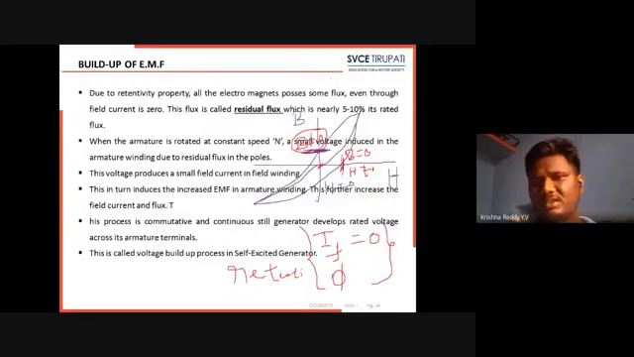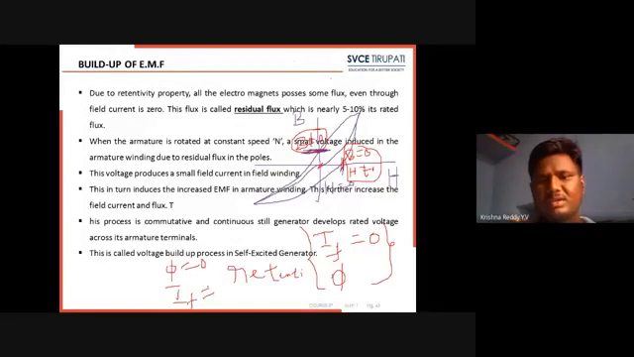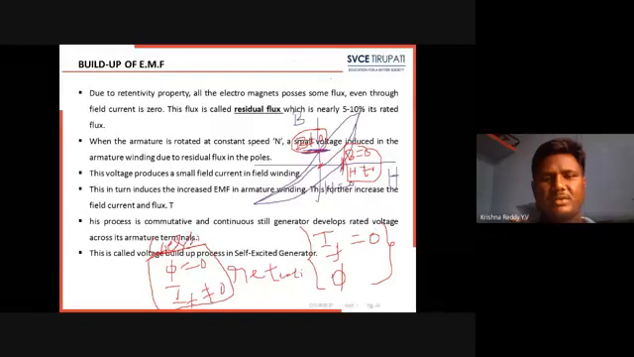Here, if you look at this point, even when the flux is zero, the field current is not equal to zero. That is known as the coercivity property.